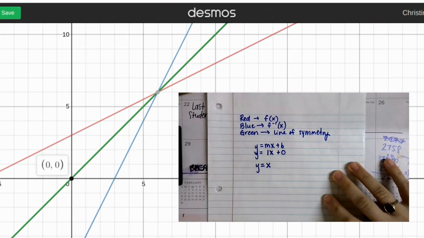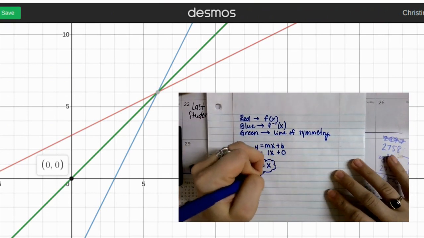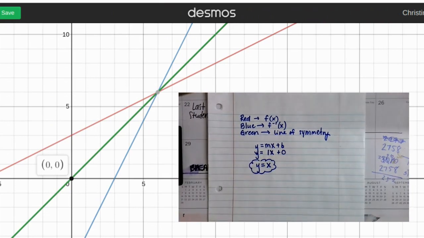It's 1 times x and then plus 0. So this is the equation for the line of symmetry. That means whenever we are creating an inverse, we flip it over this line. Now, if we look at this, it makes sense, right?